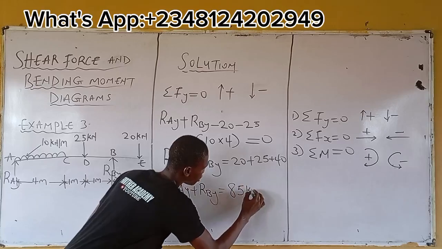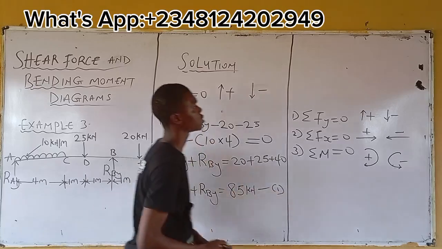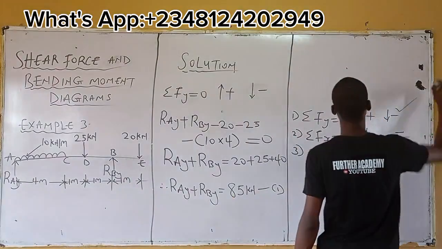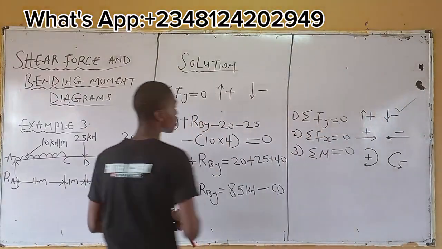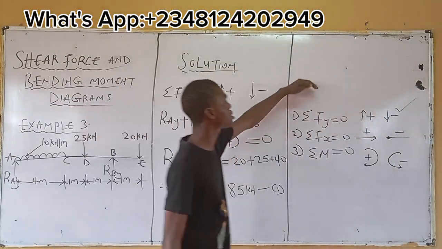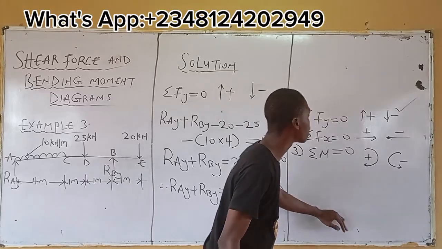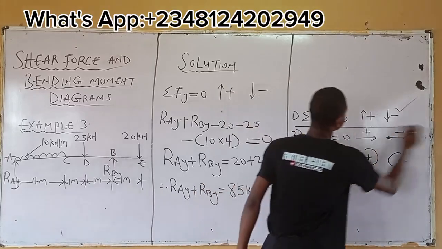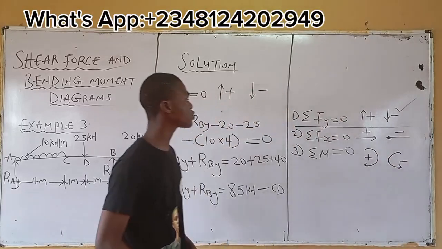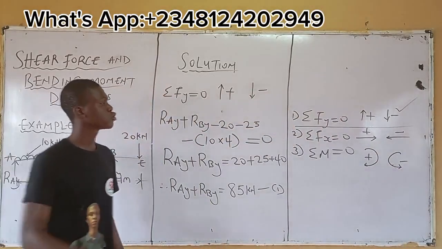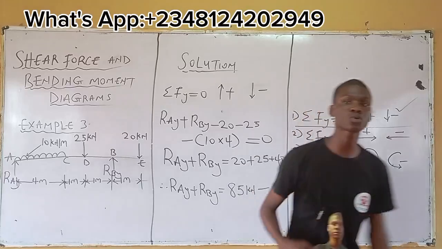85 kilonewton. Call this equation 1. By equation 1, what does it mean? It means out of these conditions of equilibrium, we've implemented this first one, right? The next one is what? Summation of Fx equals what?